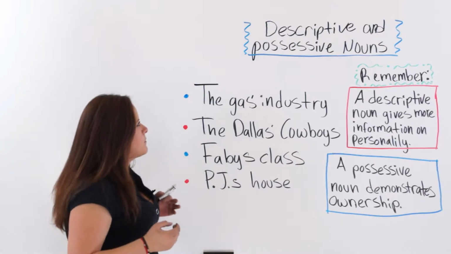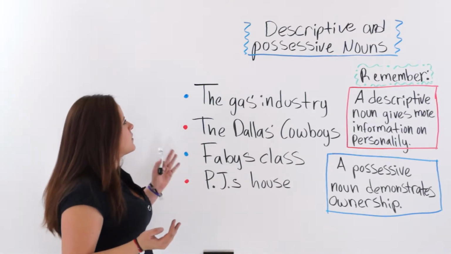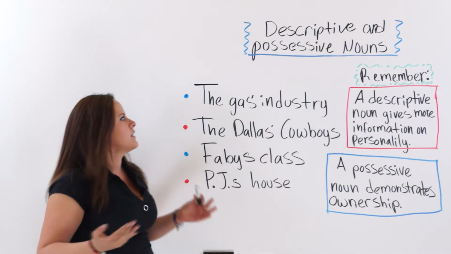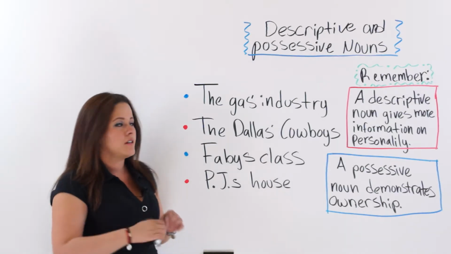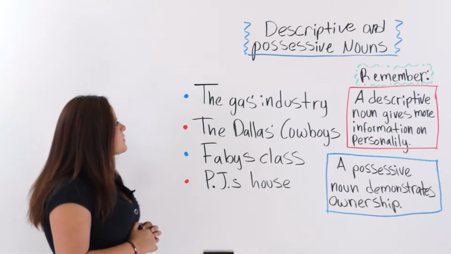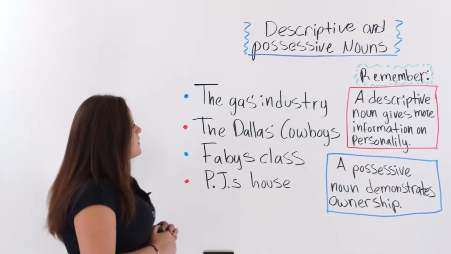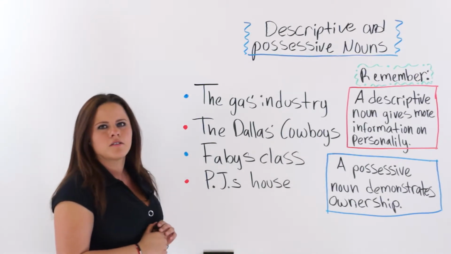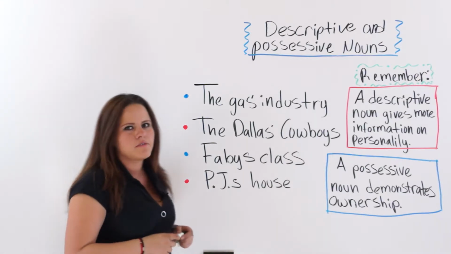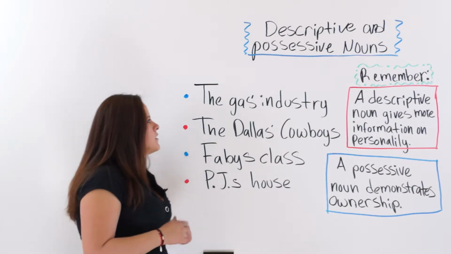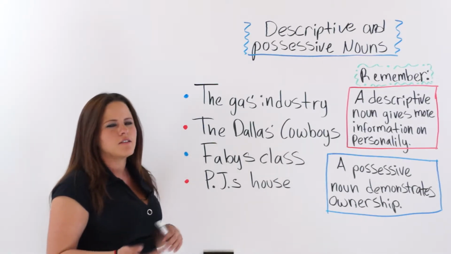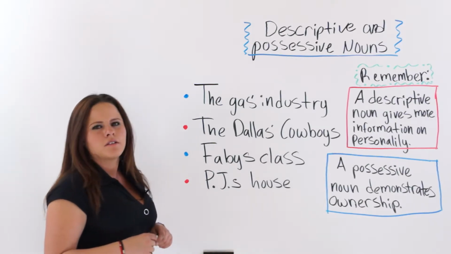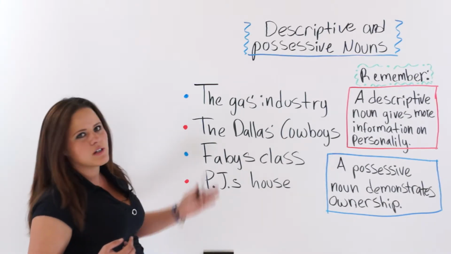Now you are going to help me figure out whether these are descriptive or possessive nouns, and if they need to be corrected or not. All right, the first one says the gas's industry. The gas apostrophe industry. Is it okay? Is that a possessive noun? It is the industry of the gas. The industry belongs to the gas. The gas's industry. No, it is not. It is a descriptive.